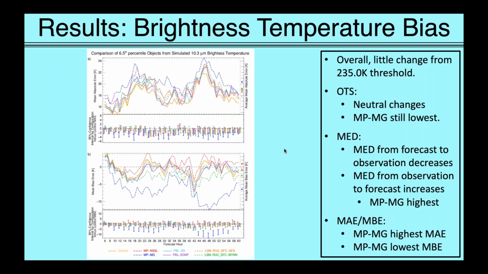Same thing when we looked at the mean absolute error and mean bias error. Our MPMG has the highest mean absolute error, lowest mean bias error. The NSSL follows the same thing. It is the second highest mean absolute error, and it's also the highest and the only positive mean bias error.